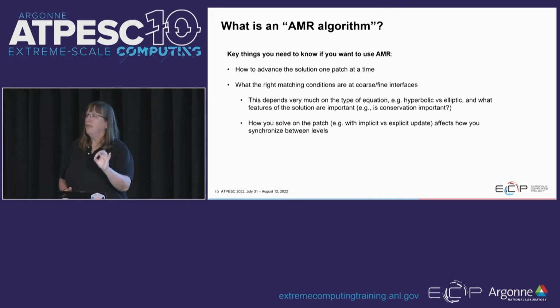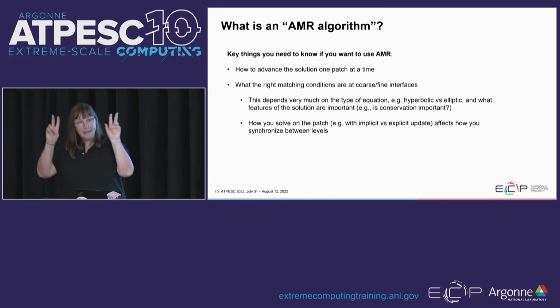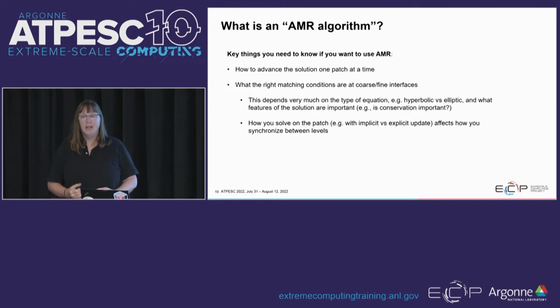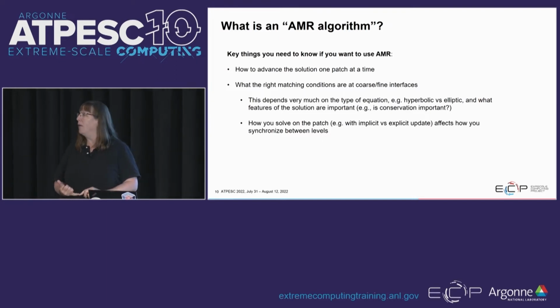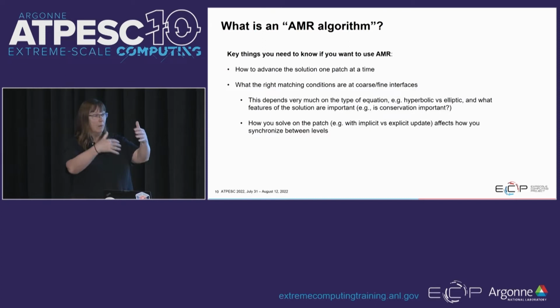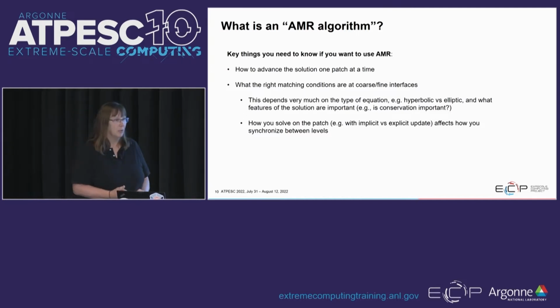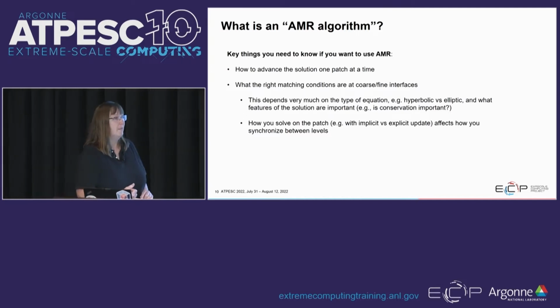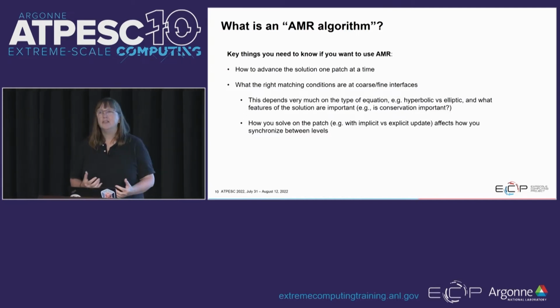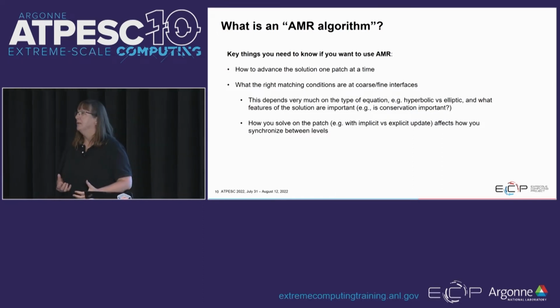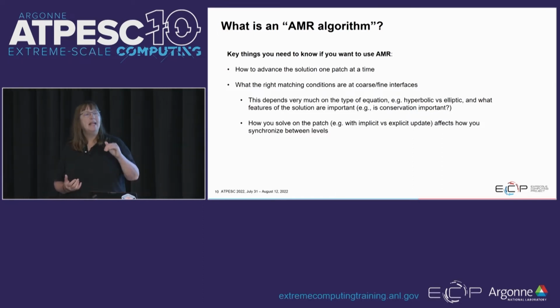So key things to know if you have an algorithm you want to make adaptive. When I say make it adaptive, first, presumably you already know how you are advancing the solution on one patch of data. Second thing you have to know is what is true at coarse-fine boundaries. And before you ask how you make that true, you have to say what is true. It depends on the kind of solution, or the kind of system you're solving.